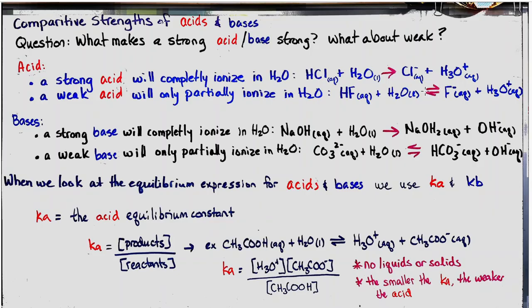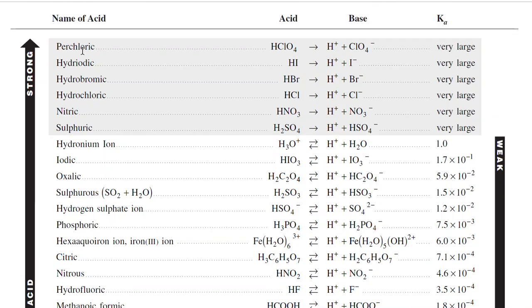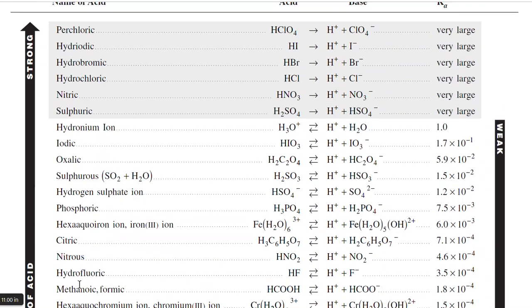You can always tell because they'll have an equilibrium arrow. So these here in the white, these are all weak acids. So we have the acids on this side, the bases on this side, the Ka, which we'll talk about in a second. And acids get stronger as they go up here. Now, notice how I say stronger, not strong. These are all still weak. It's just the ones here, like iodic, are stronger weak acids than something like nitrous.